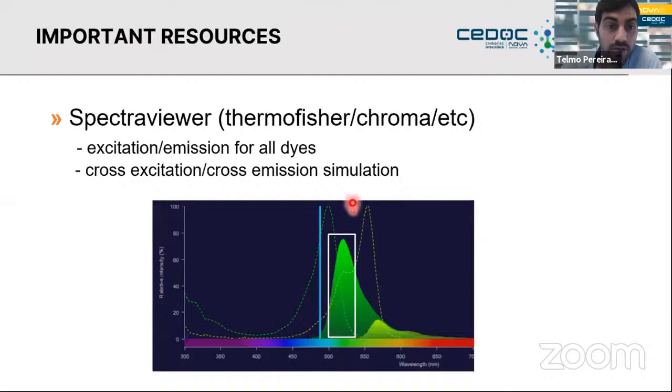fluorophore. So this is very important, and this is one of the things that you should pay attention to and do before you prepare your sample. So even before you prepare your experiment, you could already do this and already buy the more appropriate fluorophores for your particular experiment.